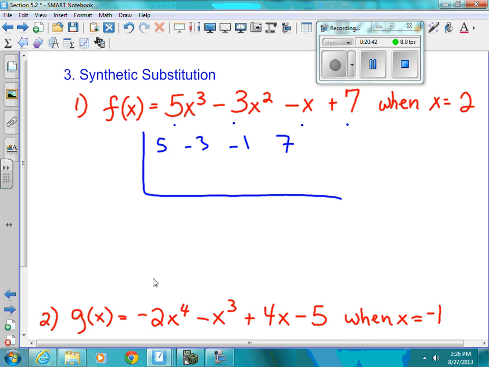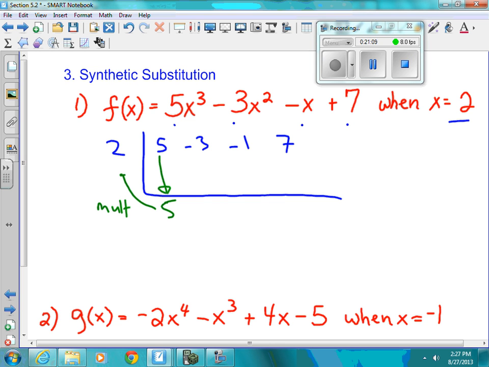So we put that out there, and then whatever value we're trying to evaluate, in this case it's 2, goes to the left of that vertical line. This is how it starts. It's going to be pretty cool. Might be kind of confusing the first time, but you practice it, you'll get it eventually, I promise. We bring that 5 down, and now we're going to multiply everything at the bottom by that number on the outside.